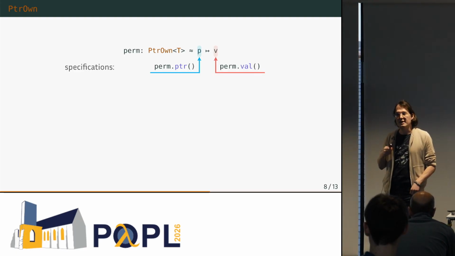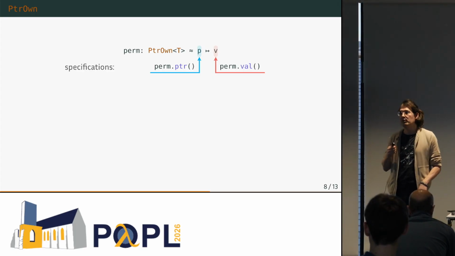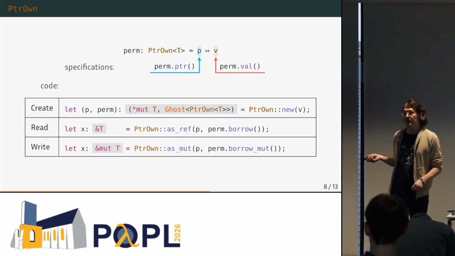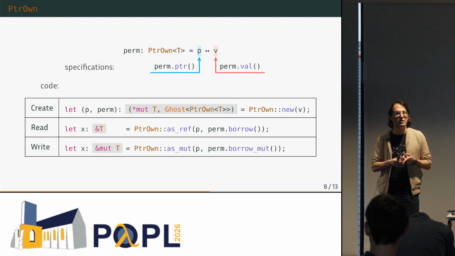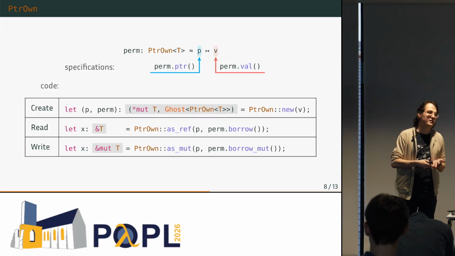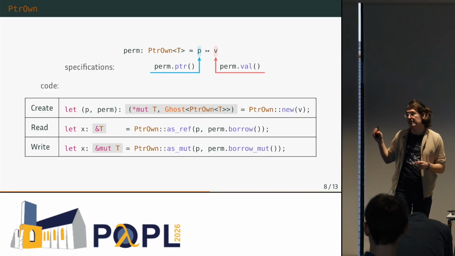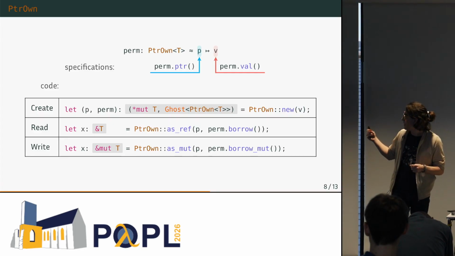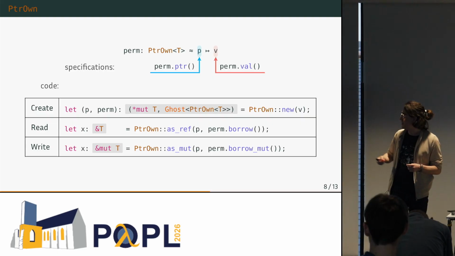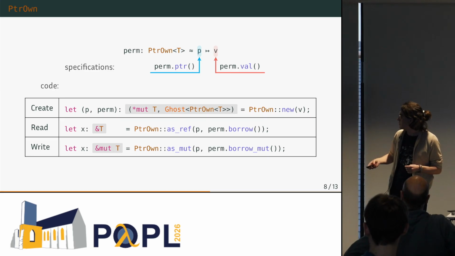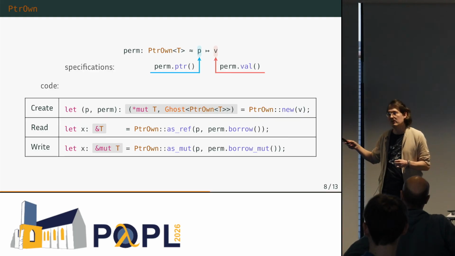And in order to use pointers in the code, you will need to combine the two. So you will need three operations. You will need to create pointers, to read from them, and to write to them. So these are these three operations. Each time you allocate a pointer with this API, you also get an additional object, which we call the permission, which is a ghost of permission. Each time you want to read, you need to use this as_ref, and each time you want to write, you need to use this as_mut.